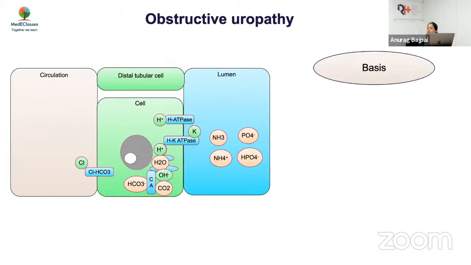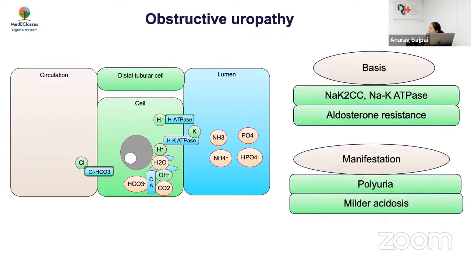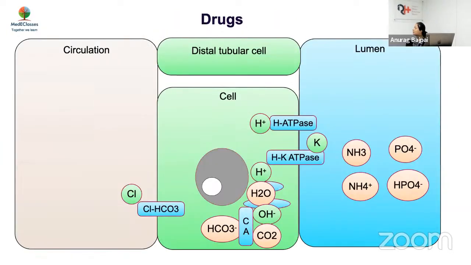Obstructive uropathies are funny in the way that they may present with a picture like distal RTA or type 4 hyperkalemic RTA. These usually have classical polyuria and a milder acidosis that may be seen.